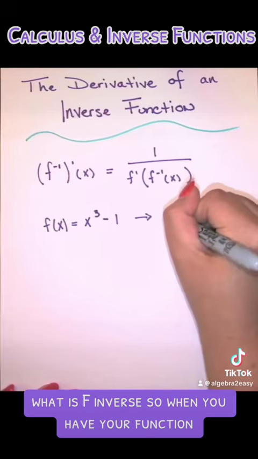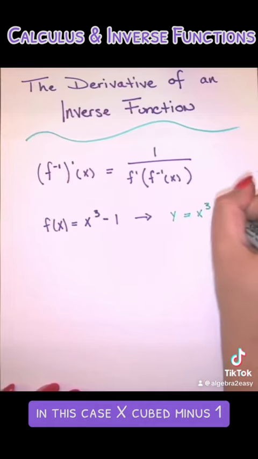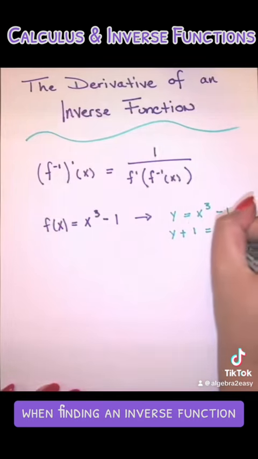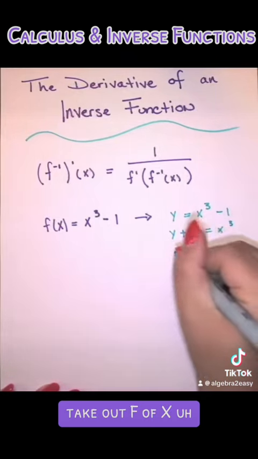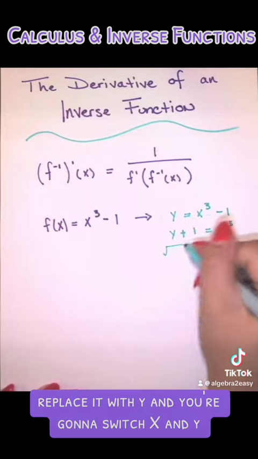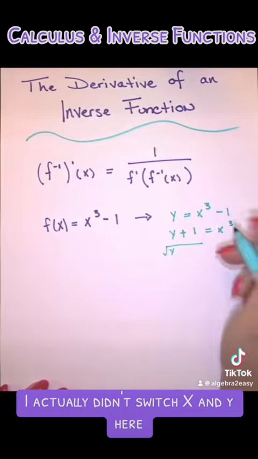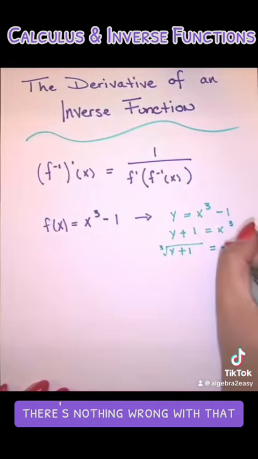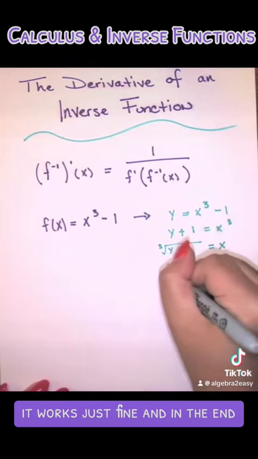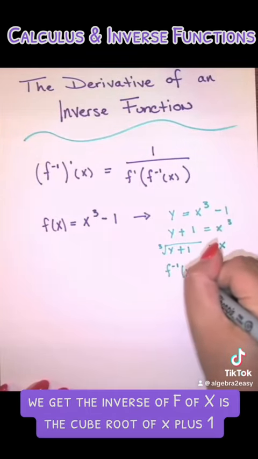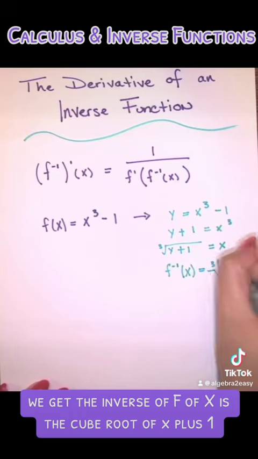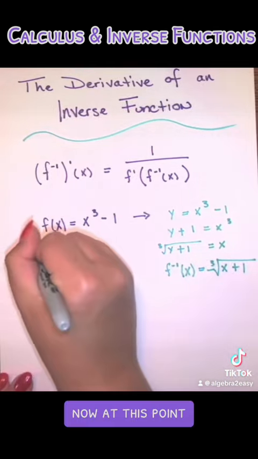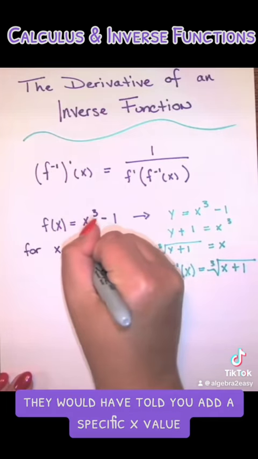So when you have your function, in this case x cubed minus 1, we're going to go through the steps of what you would normally do when finding an inverse function. Take out f of x, replace it with y, and you're going to switch x and y. I actually didn't switch x and y here. I just solved for x. There's nothing wrong with that. It works just fine. And in the end, we get the inverse of f of x is the cube root of x plus 1.